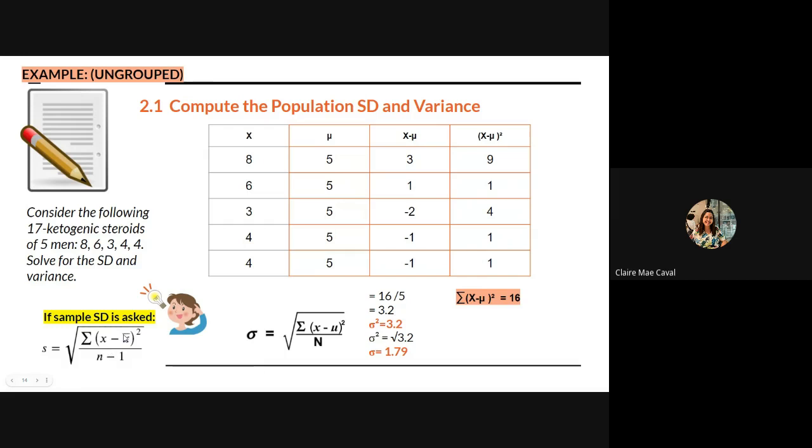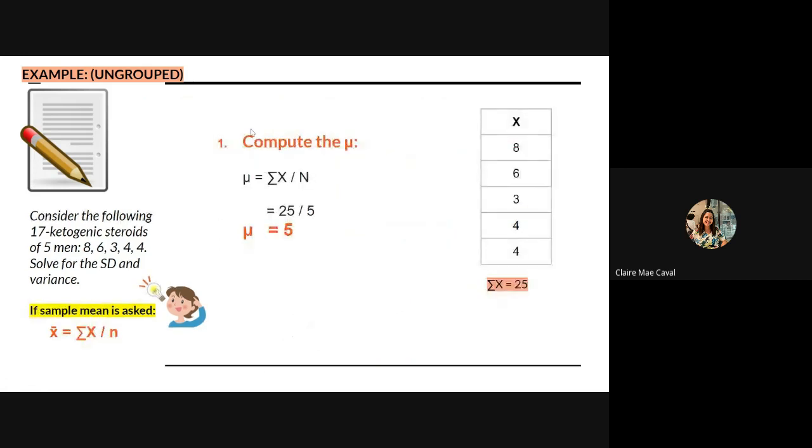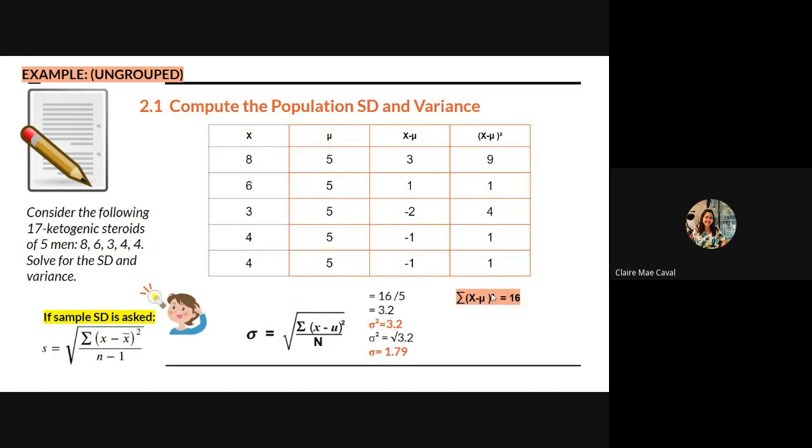The numerator here is still 16, because you just have to change this to x bar, since it is the sample mean. As well as this, x bar also because it is the sample mean. Again, the computation of the sample mean and the population mean is the same. Only the symbols are different. So we still get 16. Again, class, we are now in the sample standard deviation.